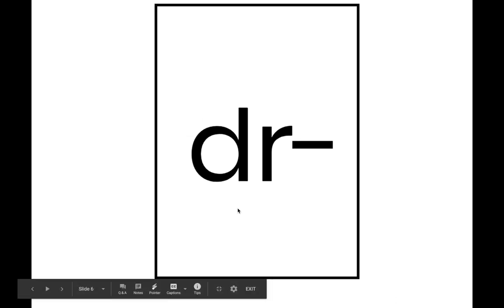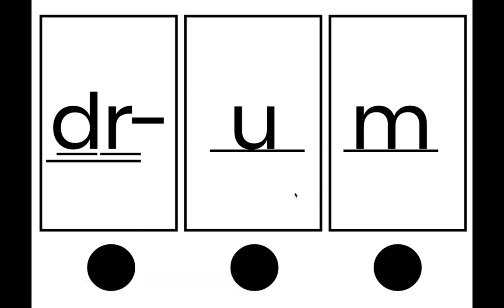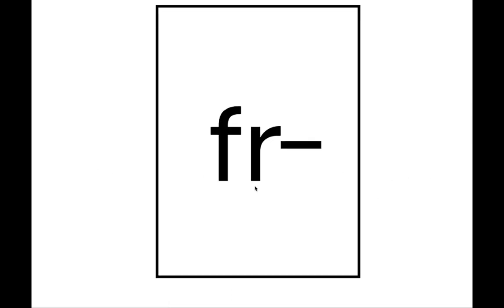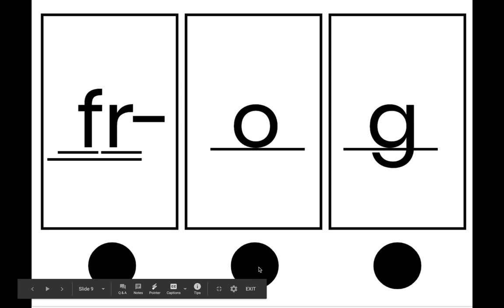The next one is dr, dr. And here we have drum. Or as we've talked about before, this is an onset and rhyme or a word family. Drum, drum. Fr, og, frog.